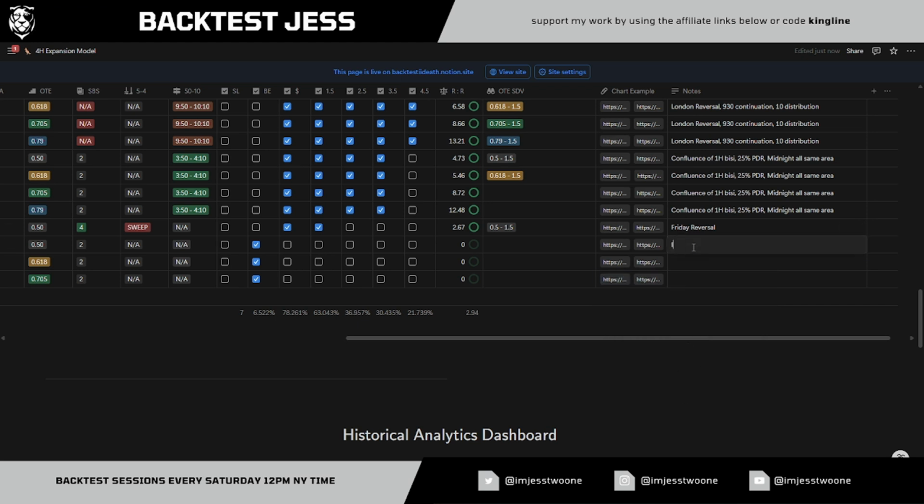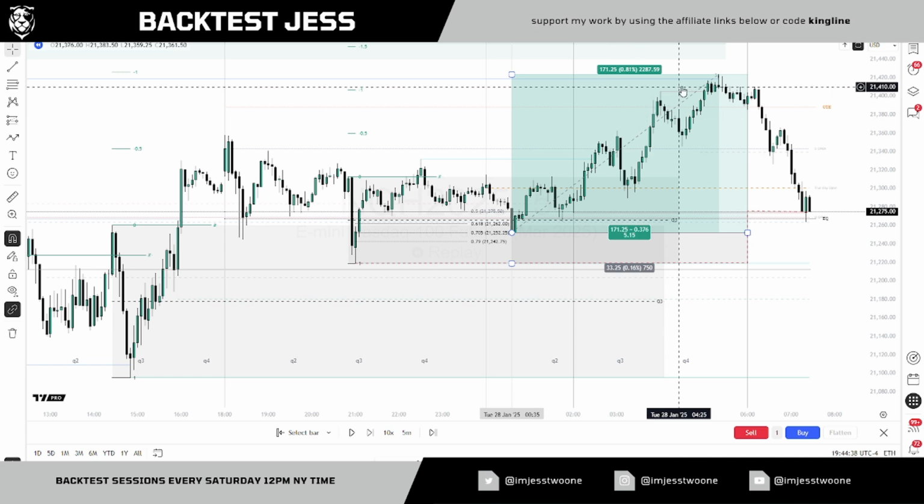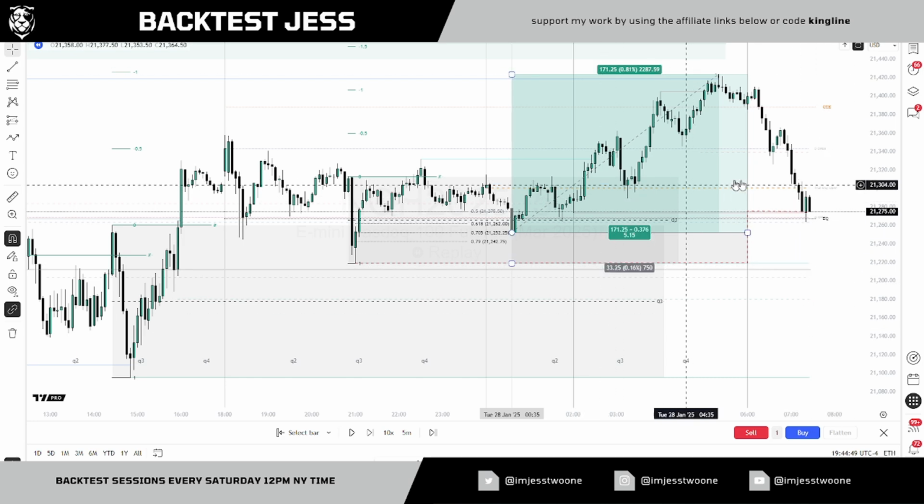Alright, so my note here is that we liquidated 3 session highs before the next 4-hour candle. Does that make sense to everyone as to why that's a note? Because going into 6 a.m. we had already liquidated 3 sessions. So to me that was all objectives met before the reversal can occur, basically.